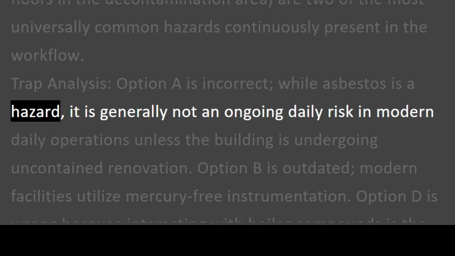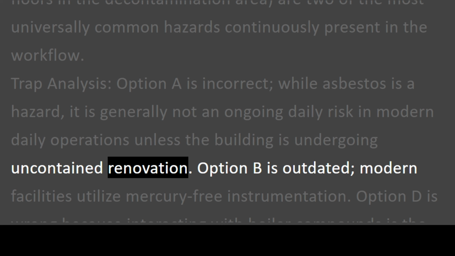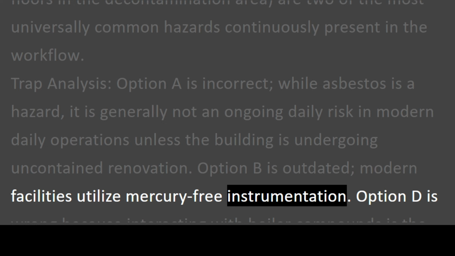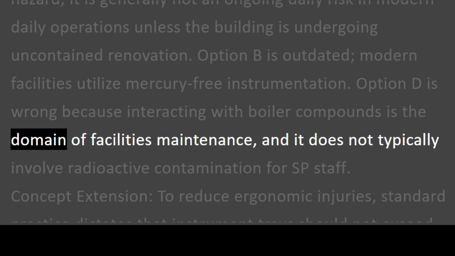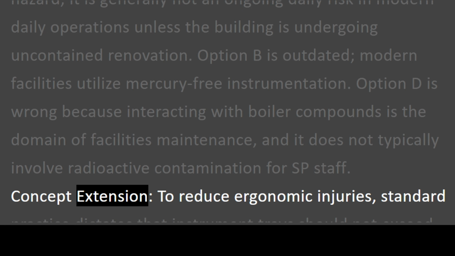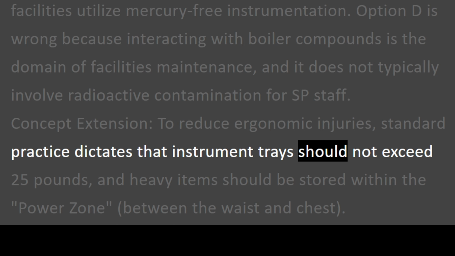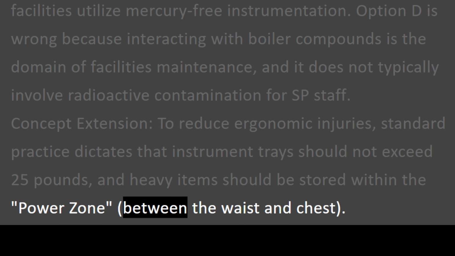While asbestos is a hazard, it is generally not an ongoing daily risk in modern daily operations unless the building is undergoing uncontained renovation. Option B is outdated. Modern facilities utilize mercury-free instrumentation. Option D is wrong because interacting with boiler compounds is the domain of facilities maintenance, and it does not typically involve radioactive contamination for SP staff. Concept extension. To reduce ergonomic injuries, standard practice dictates that instrument trays should not exceed 25 pounds, and heavy items should be stored within the power zone, between the waist and chest.